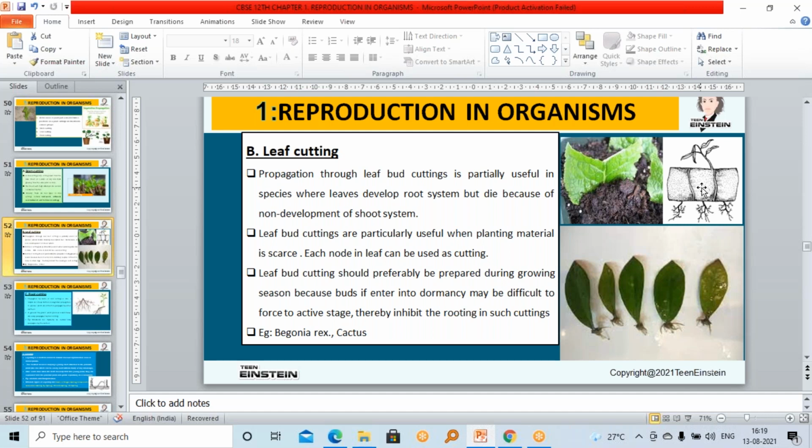Why? What is the reason? If it is in a dormant stage, rooting won't take place. In leaf cutting, root formation is quite difficult compared to the other methods. So if it is in a dormant stage, it is very difficult to form roots or bring it back to the normal active stage. So we should not do it in the dormant stage. Leaf bud cutting preparation should be done during the growing season only. Examples are cactus and begonia.